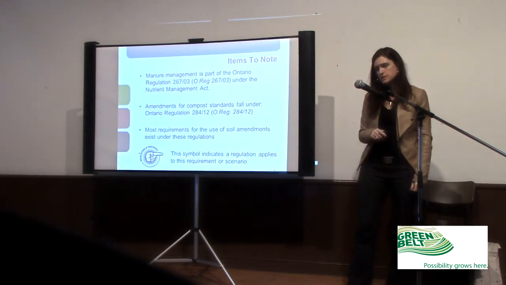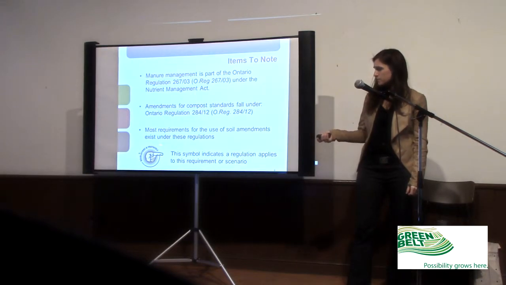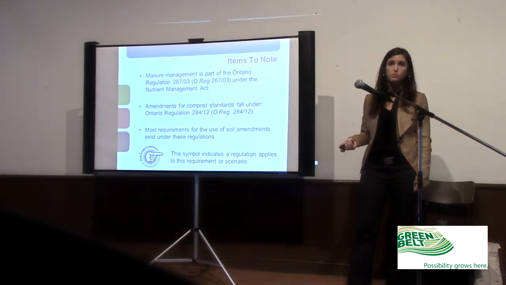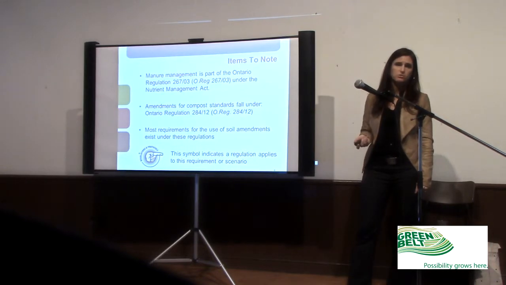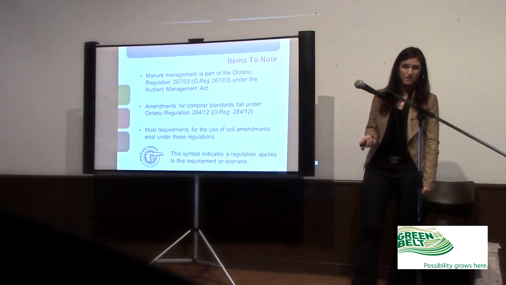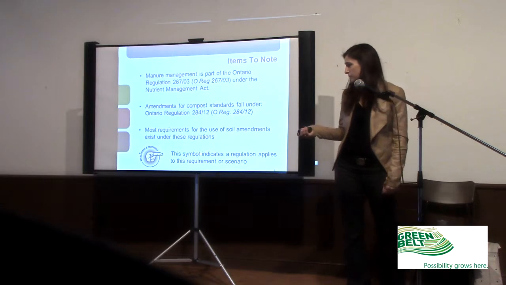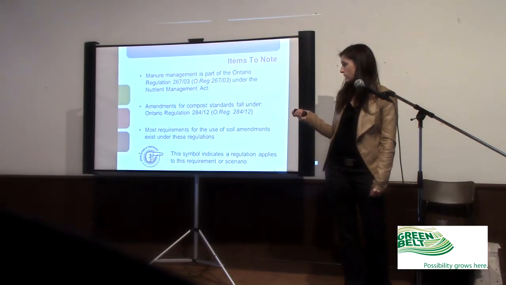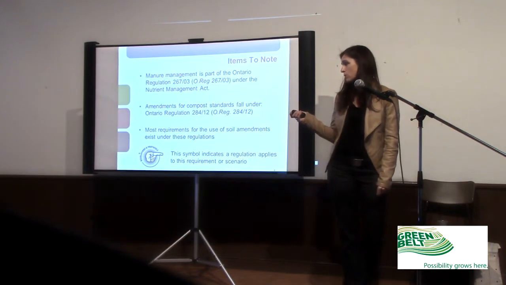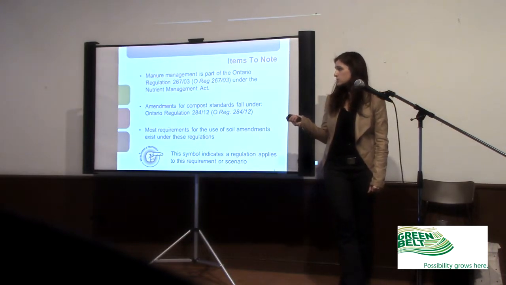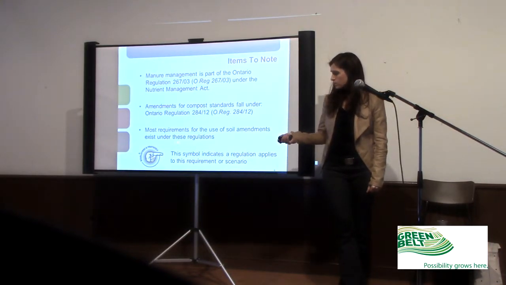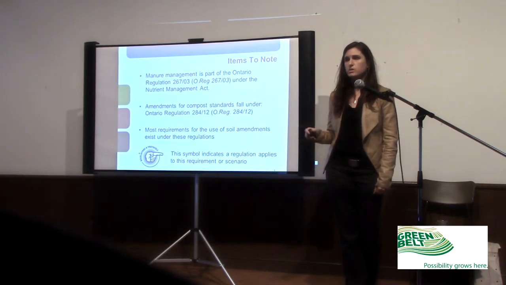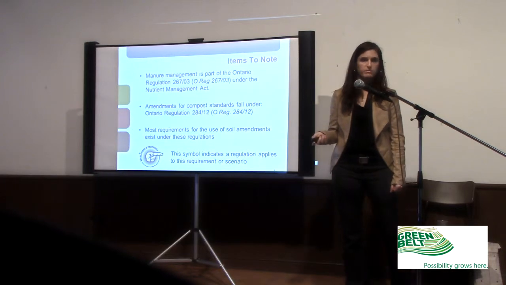As we go through this presentation today, you'll see this symbol a lot. Because it is manure, it's covered under the Nutrient Management Act, and manure management falls under Ontario Regulation 267/03. Wherever you see this symbol, there's some regulation or legislation applicable to that item.